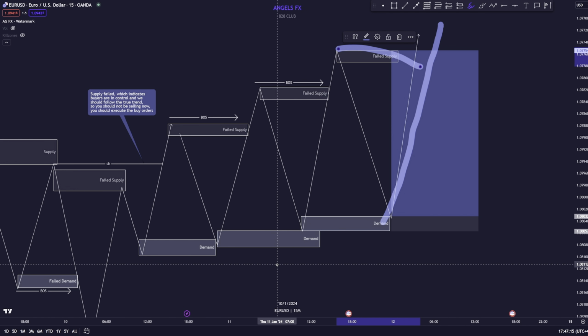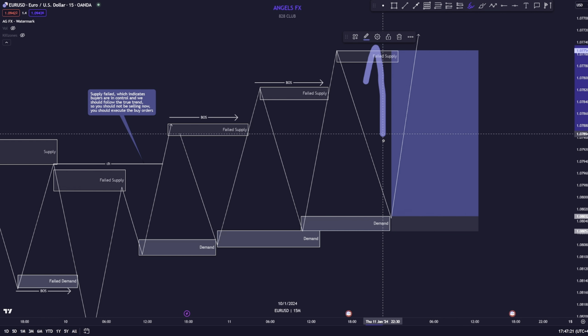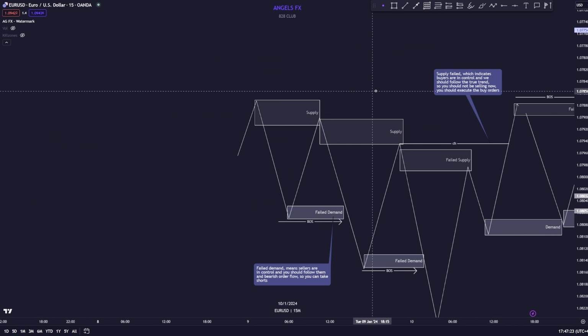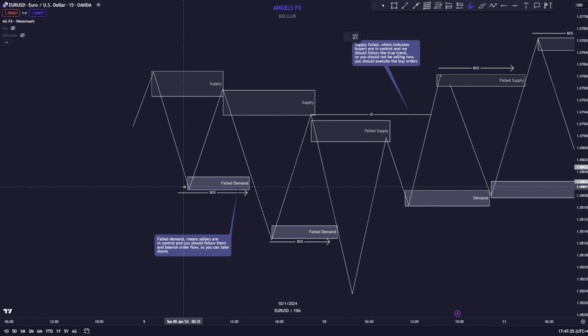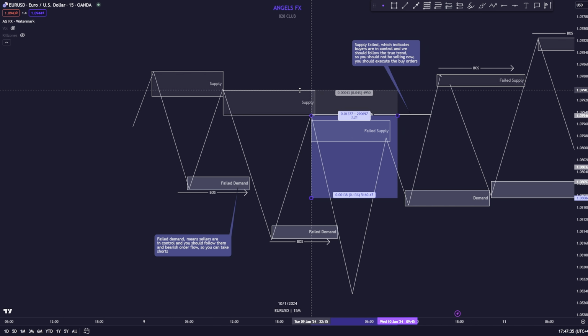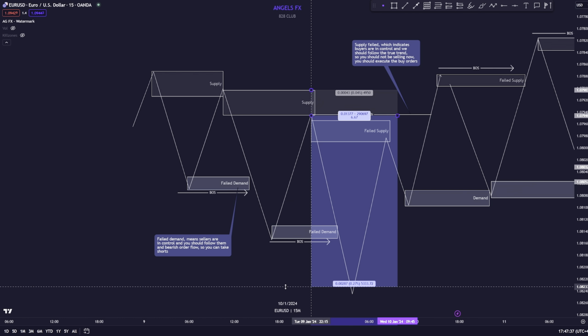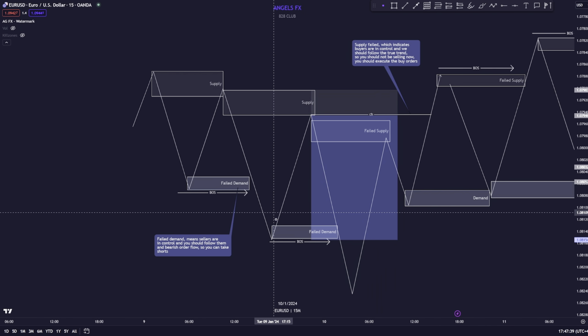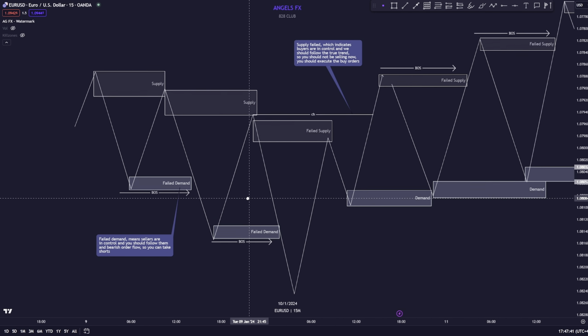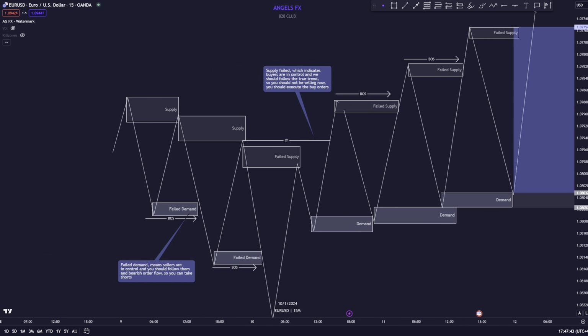Every day. Liquidity. But if sellers are in control, for example here, they want to take out buyers. Boom, they took out buyers, okay? If you look for shorts here, let's see here, you should target this swing structure and not this one, because they want to take out this liquidity. I hope you understand this concept.